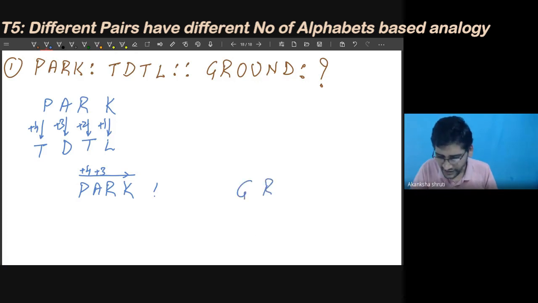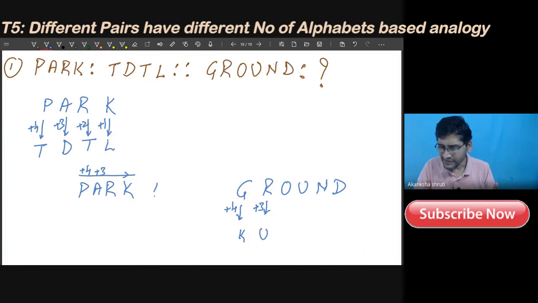So observe this, GROUND, if we are writing like this. And now if we are shifting this by +4, so G +4, 7 +4, 11 means K. R, 18 +3 I need to do. 18 +3 is our 21. U, O +2 means 15 +2 is 17. Q, U +1, V.